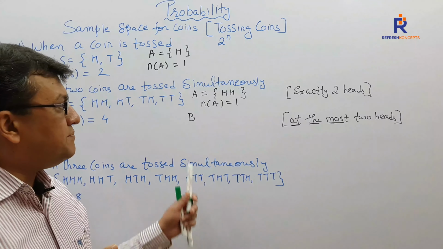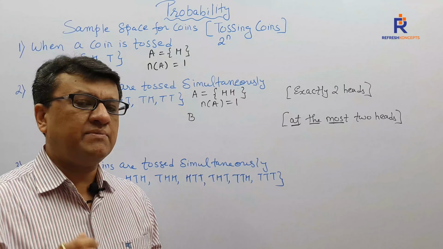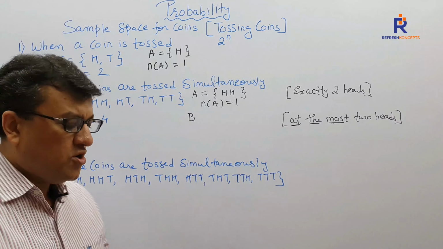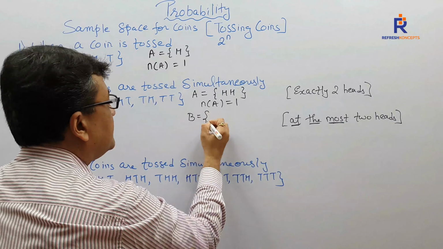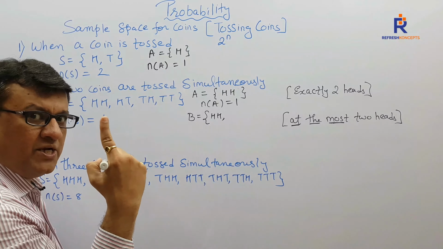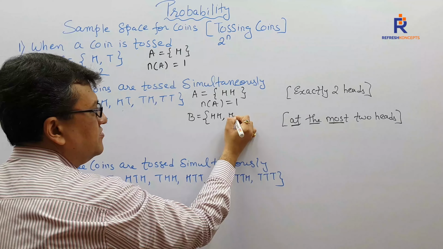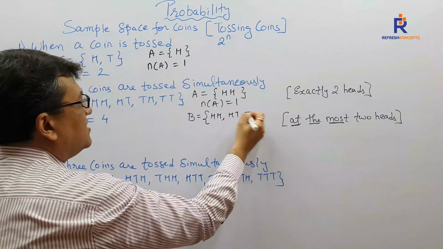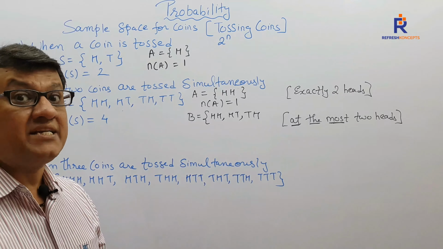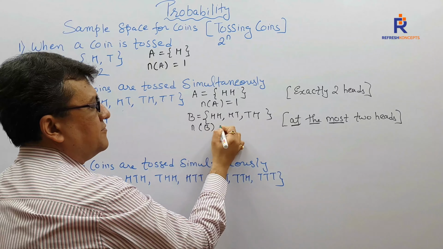Once again children, let B be the event of getting at the most 2 heads. It means the maximum I can have is 2 heads and the minimum I can have is 0 heads. So what will be my sample points then? HH will come. Even 1 head will do, because maximum is 2, minimum is 0, so 1 lies in between them. Even HT is going to do, even TH is going to do. Will TT come in this? The answer is no. TT will not come, because they want at the most 2 heads. What shall be my n of B? My n of B shall be 3.